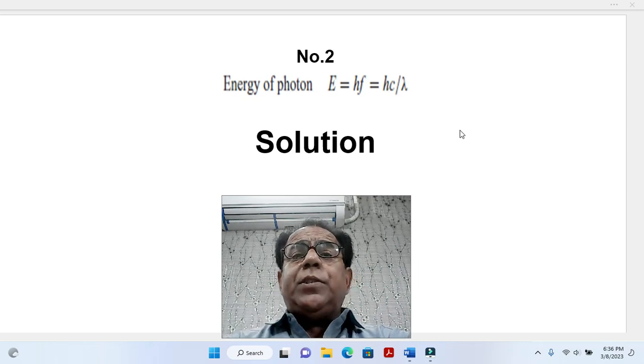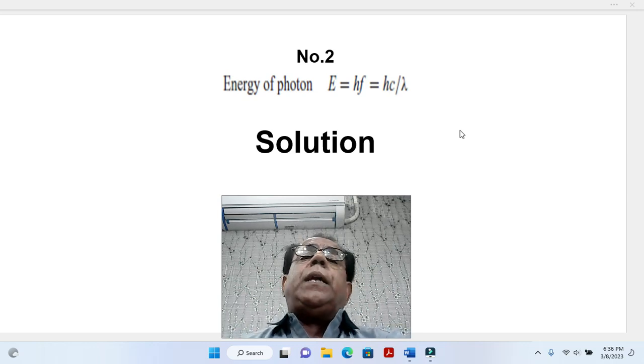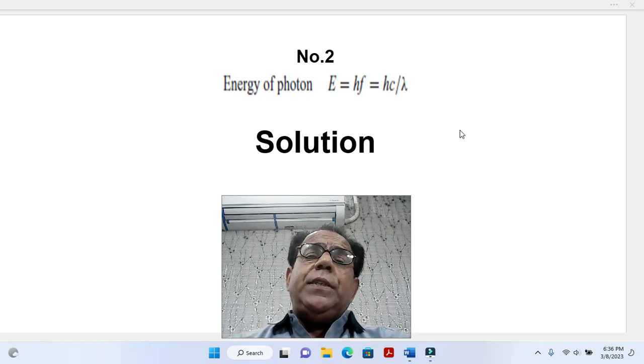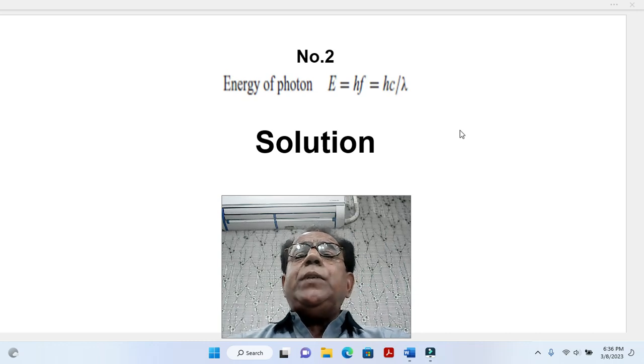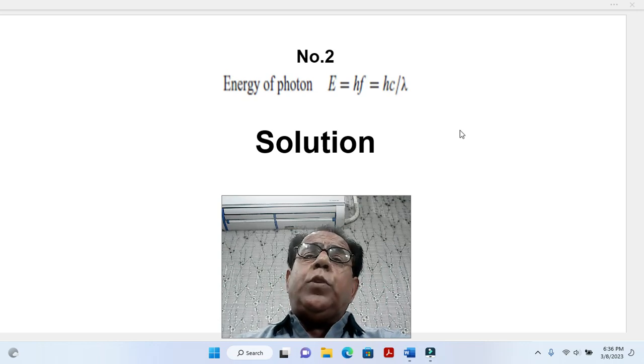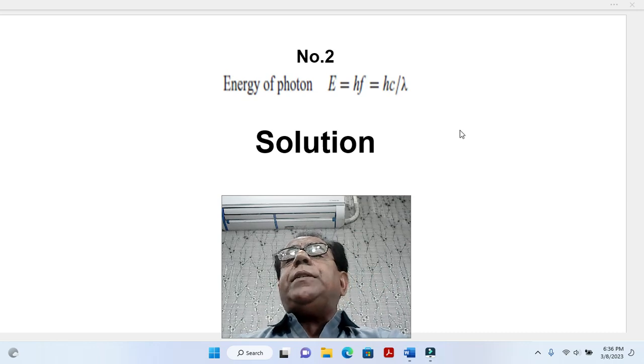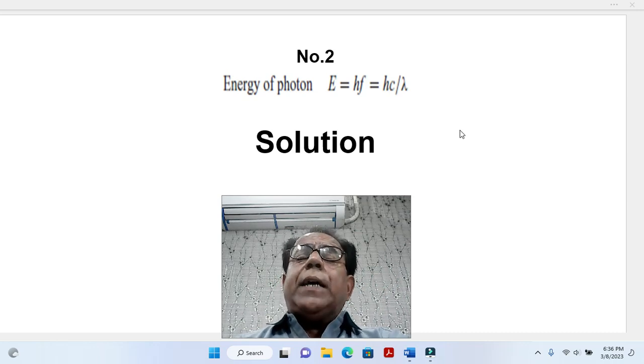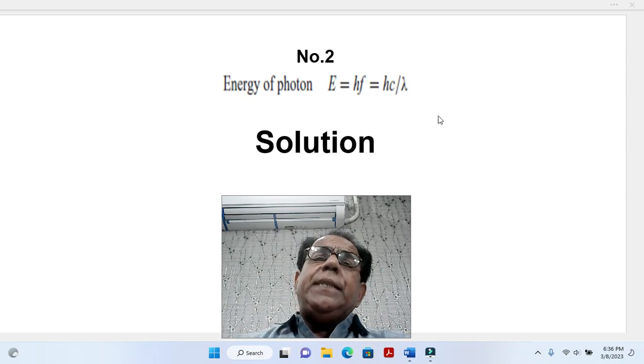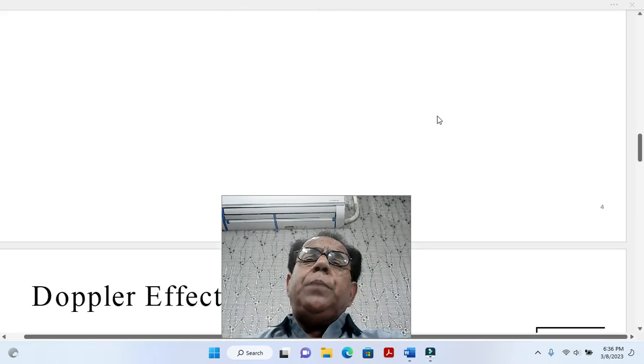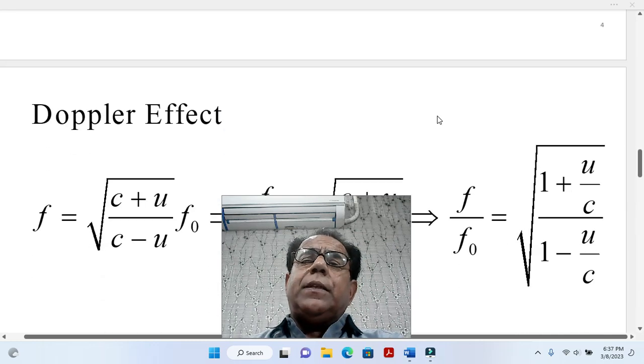Energy of photon, which is denoted by E, is equal to hf. This alternatively becomes equal to hc over lambda. So what we see here is that in place of f, c over lambda has taken place. So from here we can conclude that frequency is equal to c over lambda. Frequency is equal to speed of light divided by wavelength. These two tools will be used only and we will reach our desired solution.